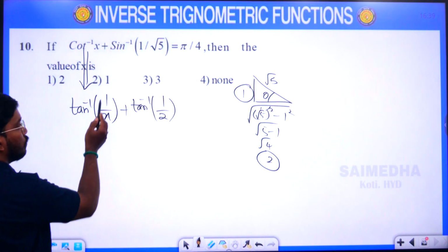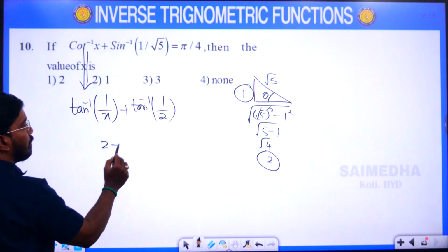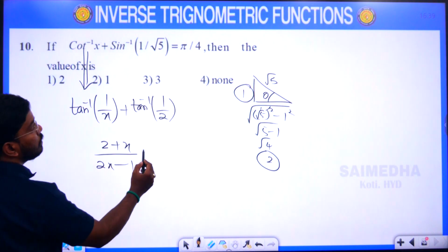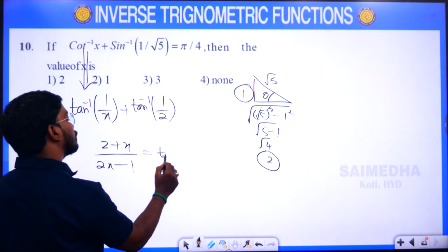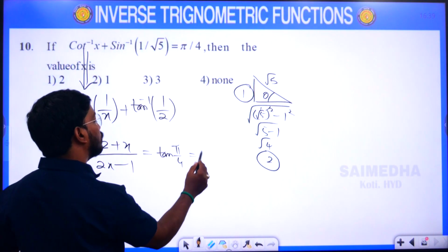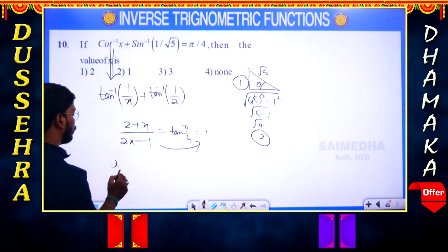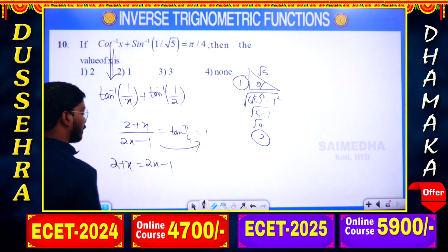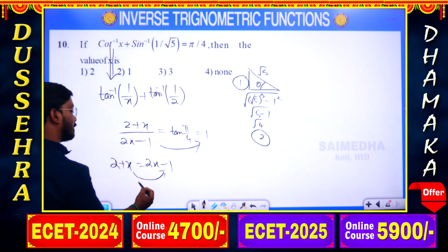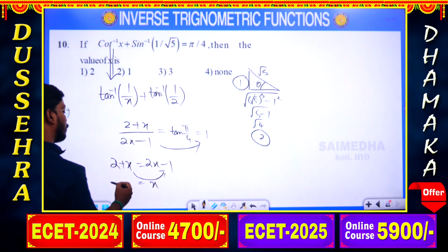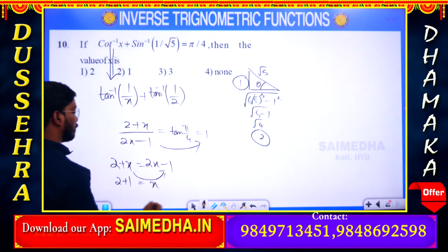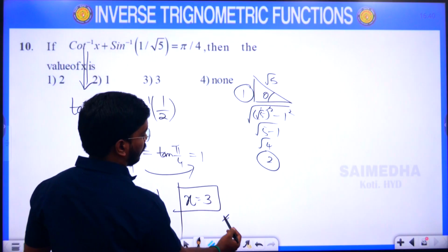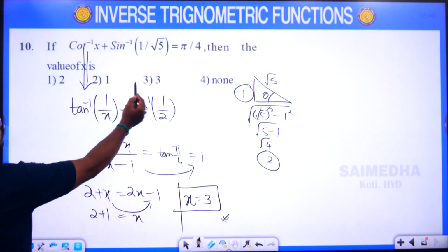We know the cross method. 2 1s are 2, x 1s are x. 2 into x, 2x. 1 1s are 1. It equals tan pi by 4, which is tan 45. What is the tan 45 value? 1. So what is the answer now? 2 plus x is equal to 2x minus 1. So 2x minus x is x, 2 plus 1 is 3. So what is the value for x now? x is equal to 3.